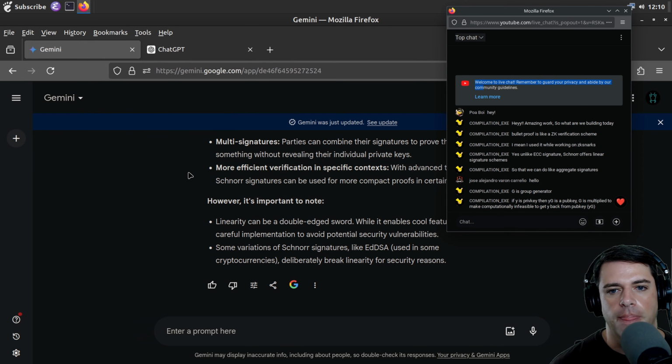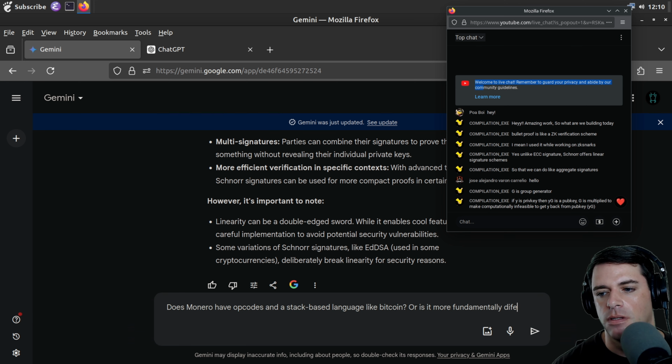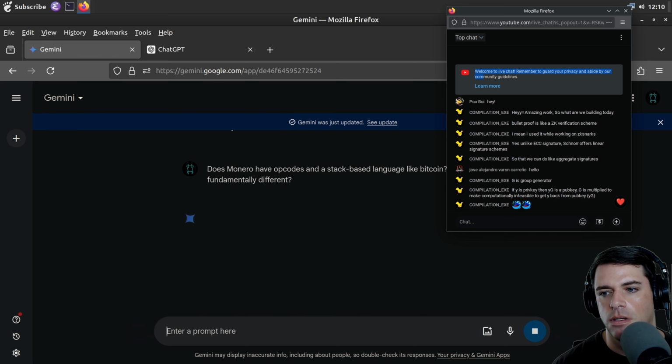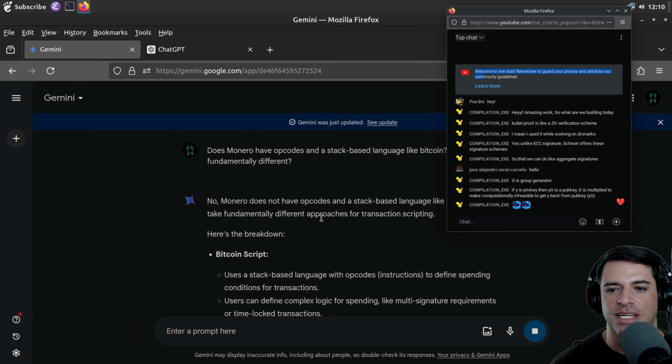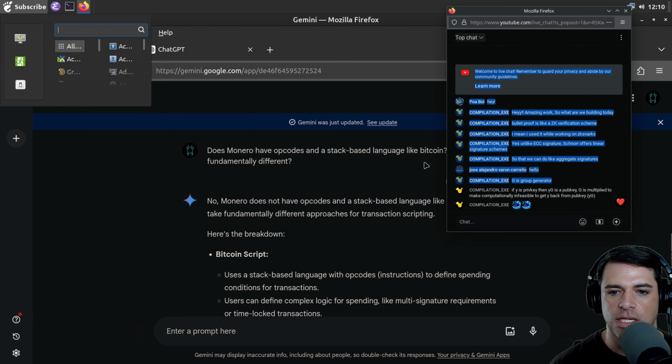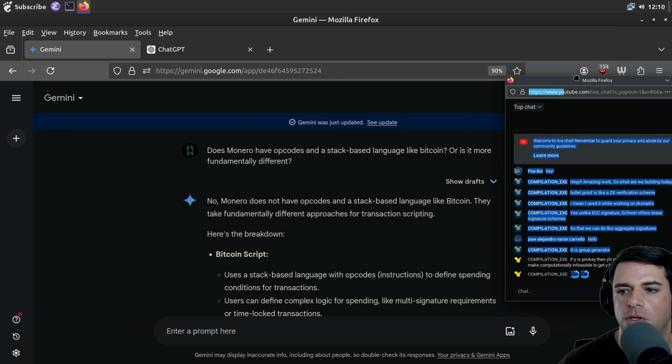It may be that Monero works fundamentally differently. So does Monero have opcodes and a stack-based language like Bitcoin, or is it more fundamentally different? It does not have. So Gemini is saying no. Monero does not have opcodes and a stack-based language like Bitcoin.